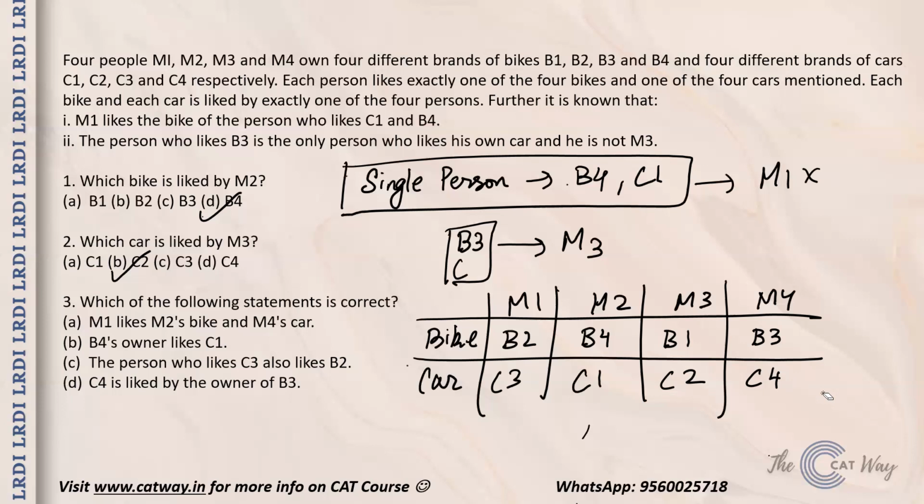Coming to option number C, the person who likes C3 also likes B2. So the person who likes C3 also likes B2. So this is absolutely correct. So the correct answer for the third question will be option number C.